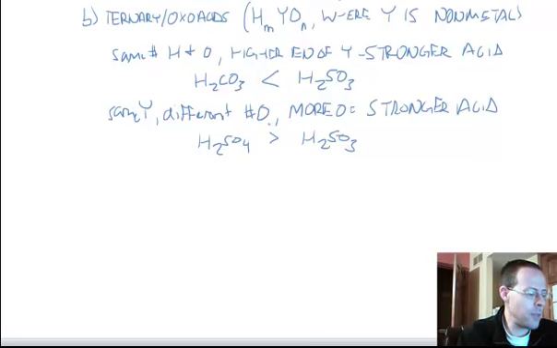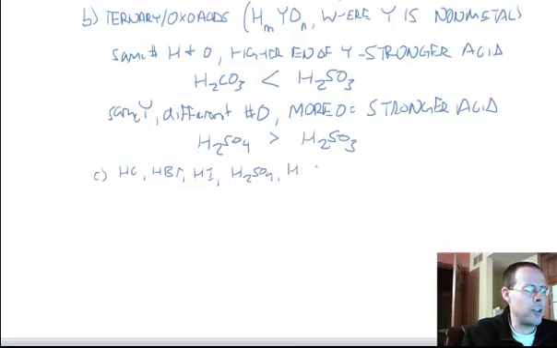Okay? And then lastly, you need to have these memorized. We've gone over these before, but know that HCl, HBr, HI, H2SO4, HNO3, and a good one to add is going to be HClO4, perchloric acid. Those are 6 strong acids. If it's not one of those 6, it's going to be a weak acid.